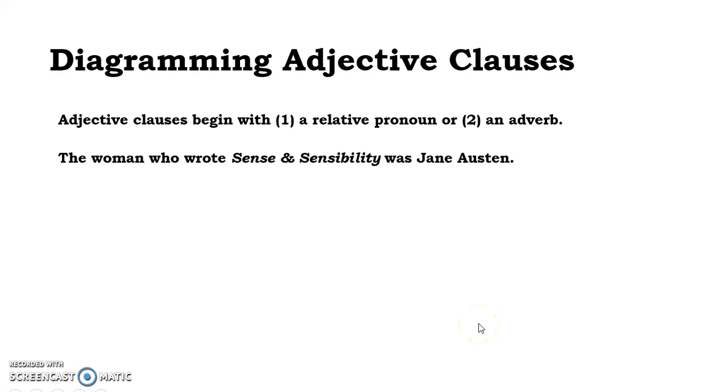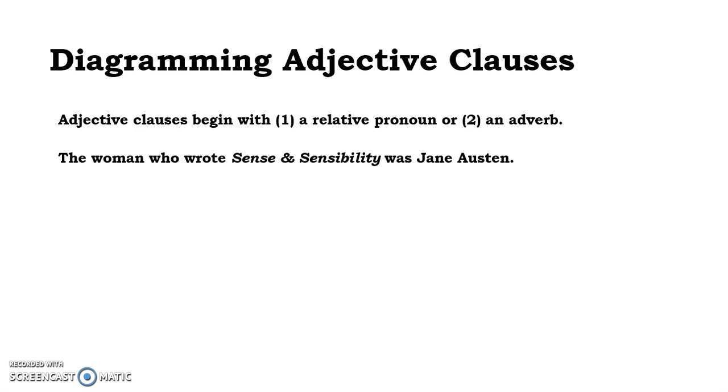Great. Now we push on to diagramming adjective clauses. Adjective clauses begin with 1, a relative pronoun, or 2, an adverb. Let's look at some examples. The woman who wrote Sense and Sensibility was Jane Austen. Here we have an adjective clause that begins with a relative pronoun, who. Who wrote Sense and Sensibility?